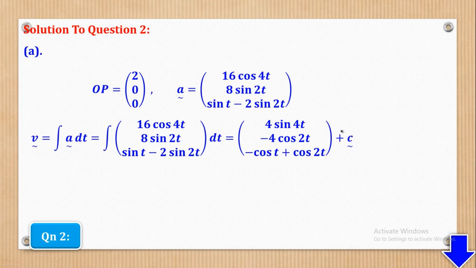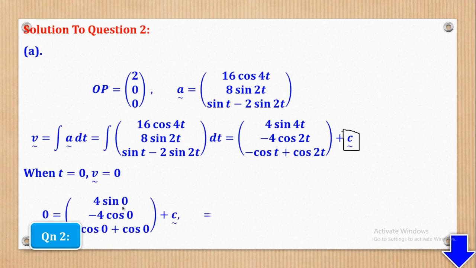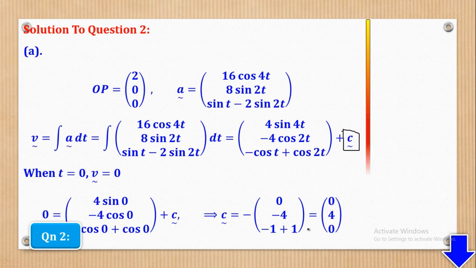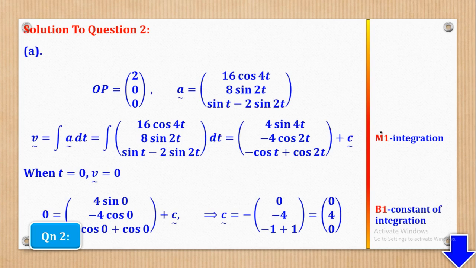After that I'll have to remember to add on the constant of integration. Then I'll say that when t is 0, v is 0, but in vector form, therefore in the end I'll come up with c being equal to negative 0, 4, 0. So C is 0, 4, 0. Before we go to the next slide, let's see how much can be awarded for this part. So M1 for integration and B1 for constant of integration.